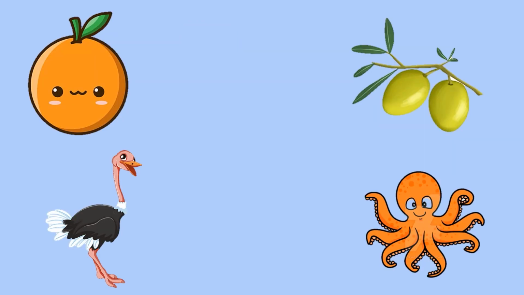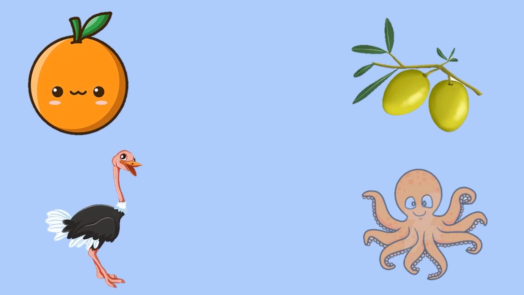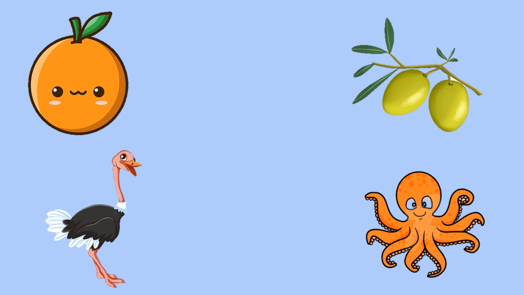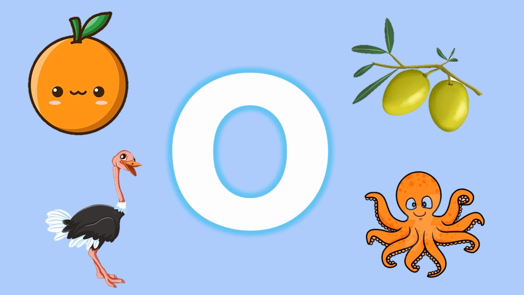Next one. Orange, ostrich, olive, octopus. And the starting sound is yes. O, o, orange. O, o, ostrich. O, o, olive. Oh, oh, octopus. Good job.